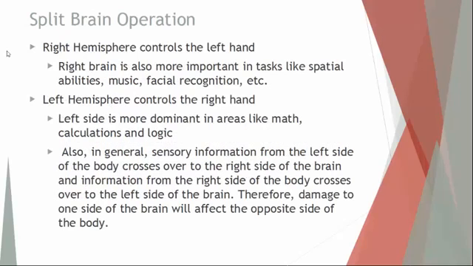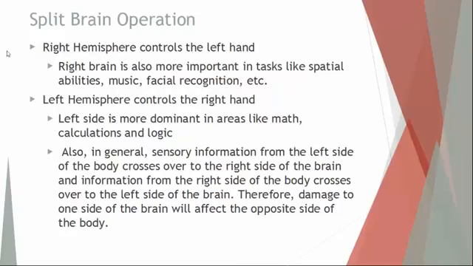A little bit more on the split brain operation. The right hemisphere of your brain is what controls the left-hand side of your body. And we'll talk more about this a little bit later on in the presentation also. And the right brain is also more important with tasks like music, facial recognition, spatial abilities, and so on. And the left hemisphere, conversely, will control the right-hand side, right hand, right arm, right leg. That whole side of your body is controlled by the left hemisphere of your brain.